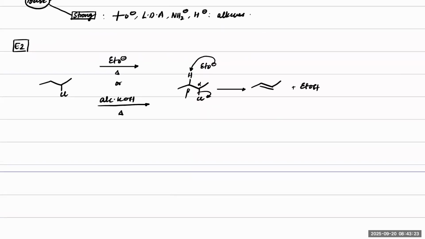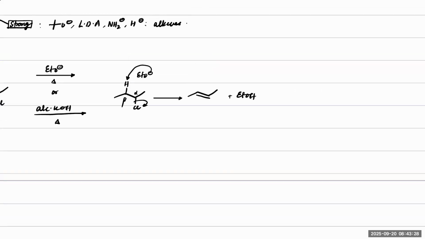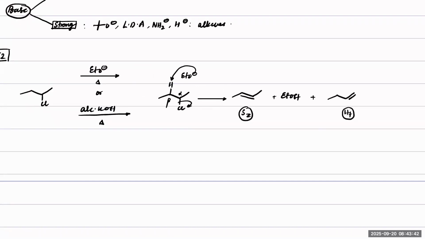Right, is this part clear? Now I could have got this alkene, or I could have got this alkene as well. The alkene could be here as well. So this is Saytzeff product. This is Hofmann product. Generally, if the base is not very big or large, then the major product is Saytzeff only. So this will be the major product.